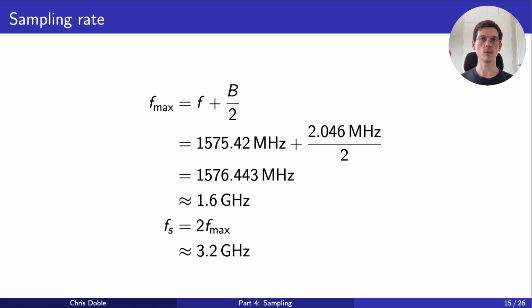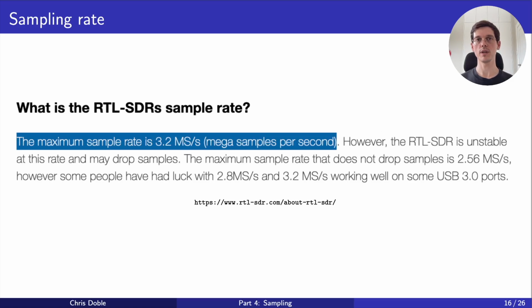Unfortunately, my SDR dongle has a maximum sampling rate of 3.2 MHz, which is 1,000 times less than this, so that's not going to work. What are we going to do? Well, what actually happens if we sample below the Nyquist rate? Maybe it's not as bad as we think.